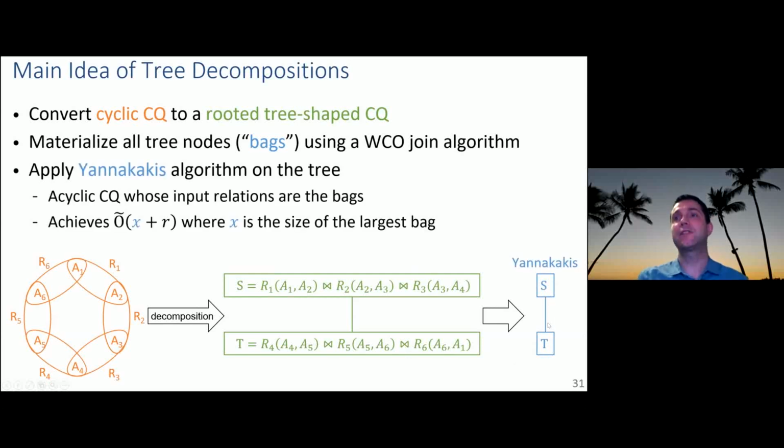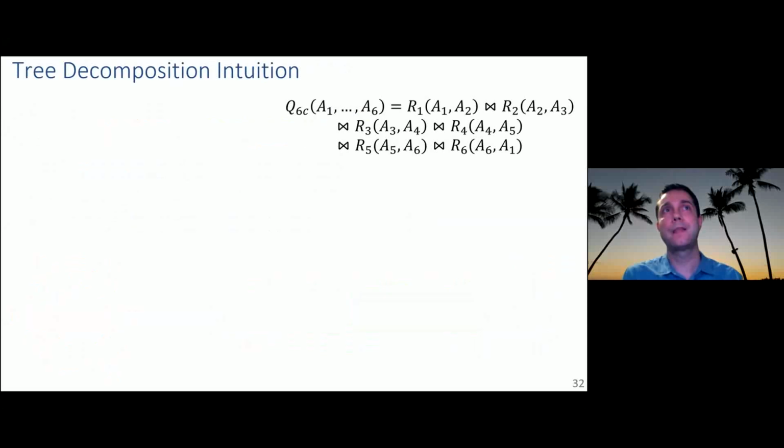And we can run Yannakakis on that tree and get our guarantee. But now, instead of that guarantee being in the original input size n, it is in the size of the largest bag that we have created. So if, let's say, S is the larger of the two bags, with a size of x, then Yannakakis would run in time order x plus r, where r is the output size of the query that was initially given to us. All right, so this is really important. We go from a cycle to a tree and then run Yannakakis on that tree to get our performance guarantee. Now the question is, how do we find tree decompositions, and which ones are the best ones?